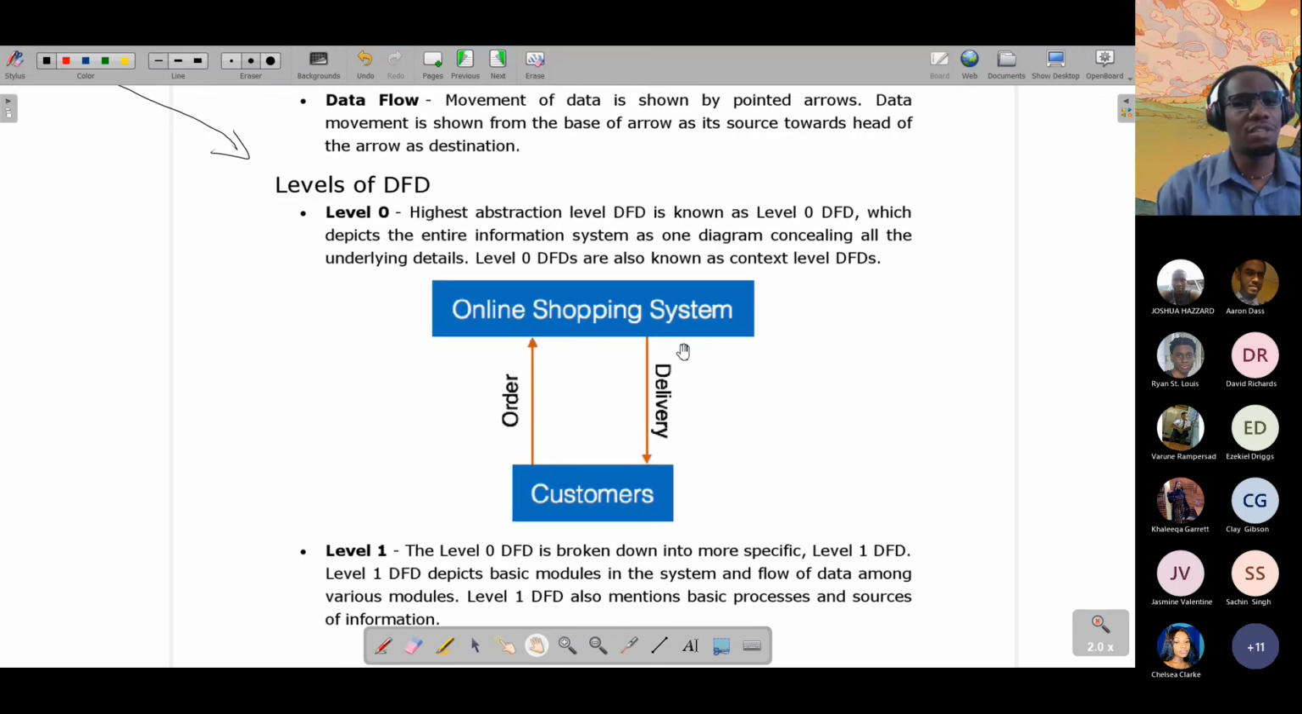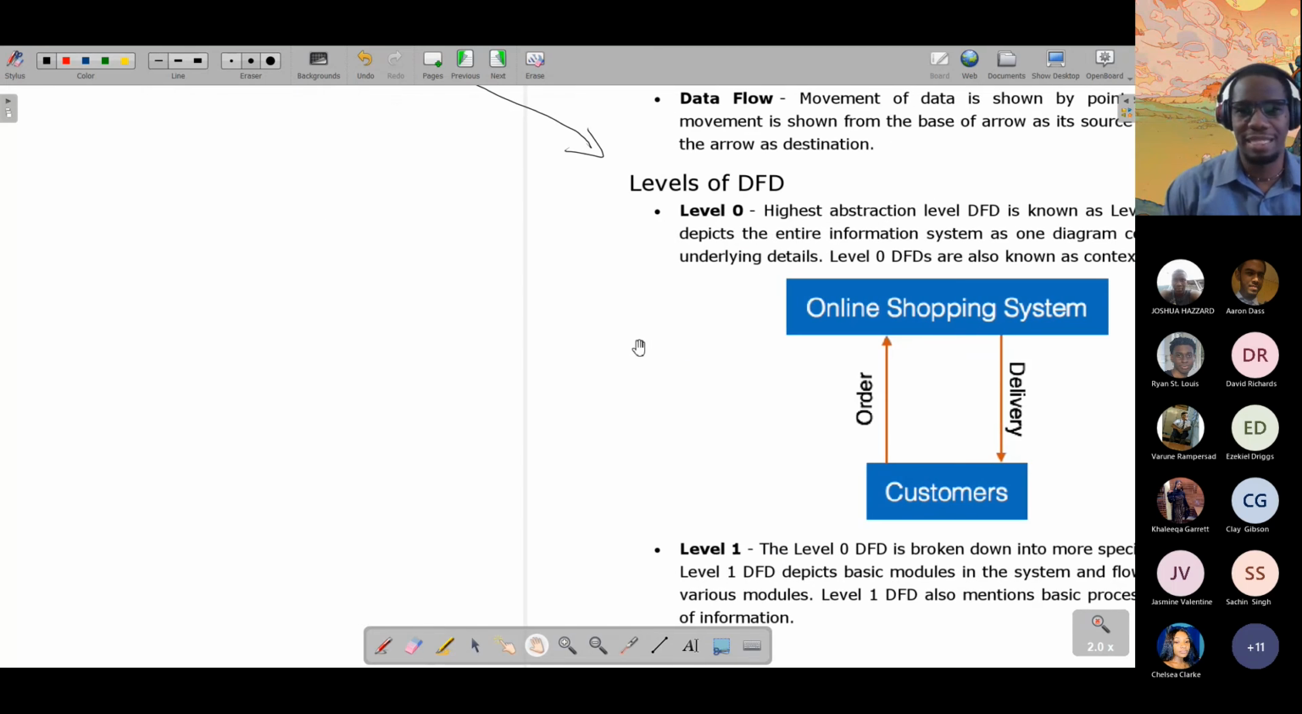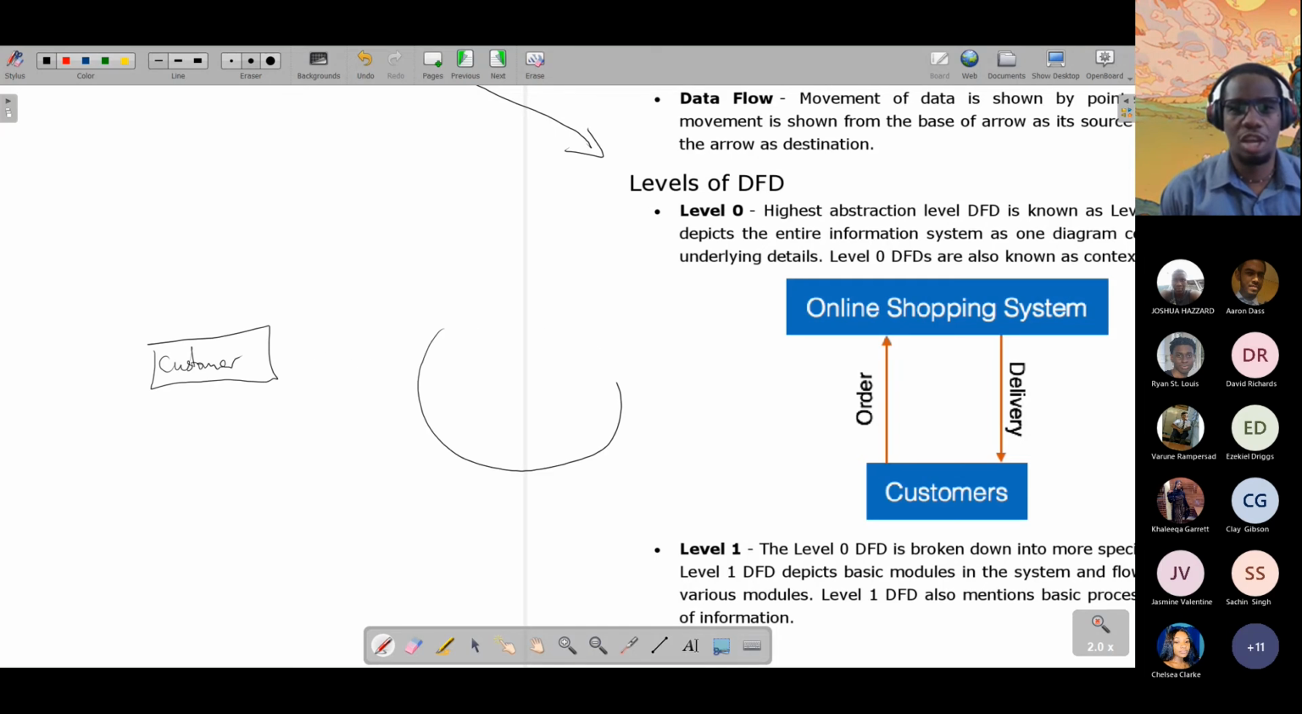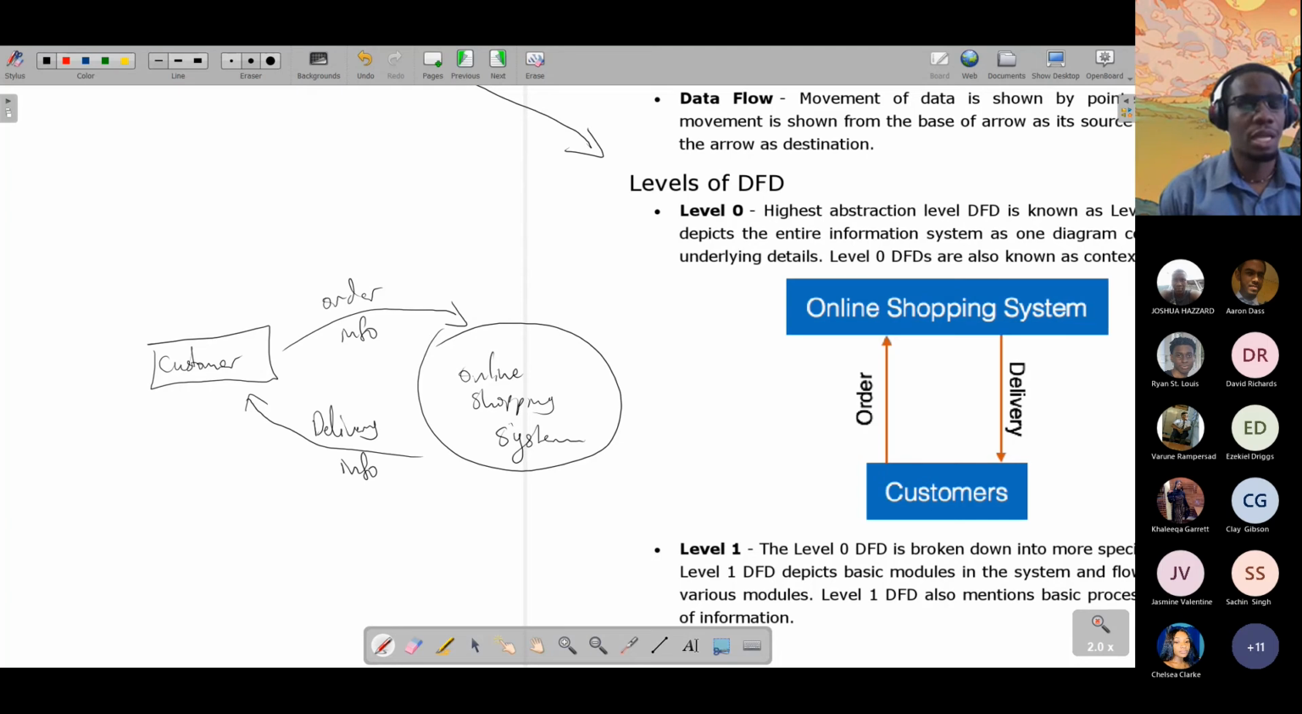So the level 0 diagram, if I'm looking at this diagram here and I want to draw it over, I have my entity, which is my customer. I have my online shopping system. And I have my order going into the system and my delivery information coming out, right? Order info and delivery info.